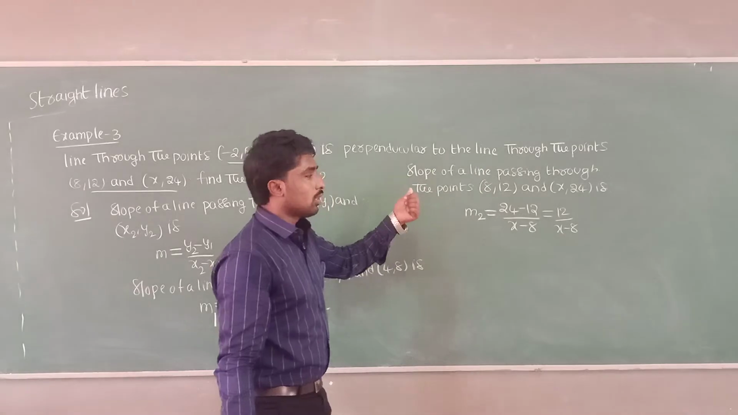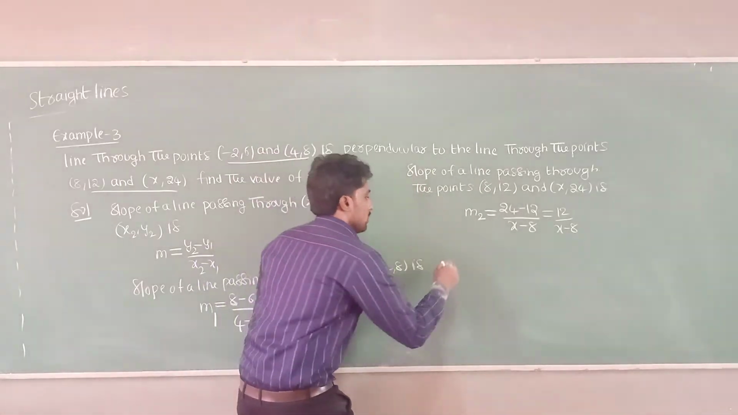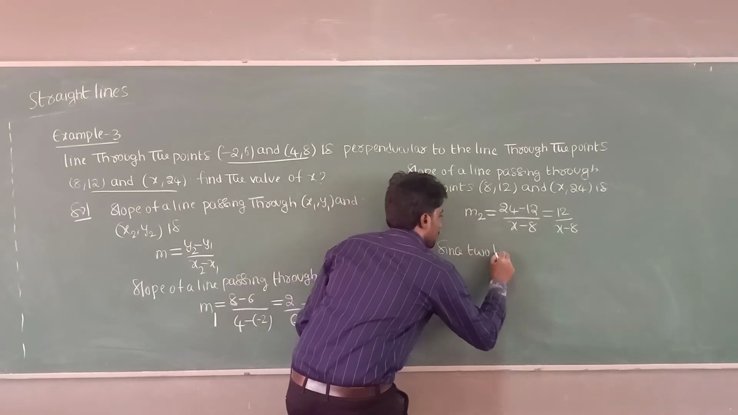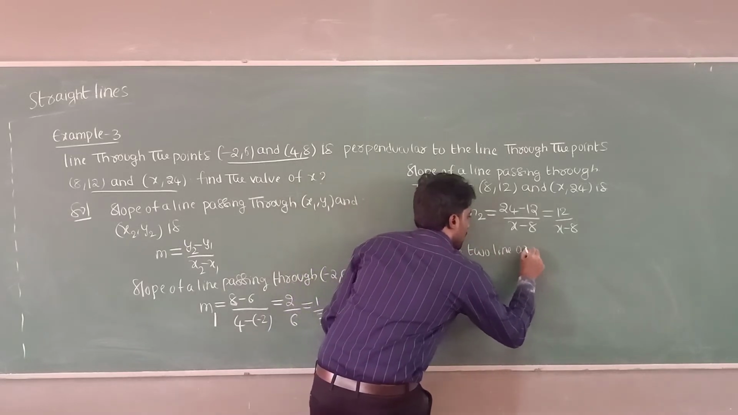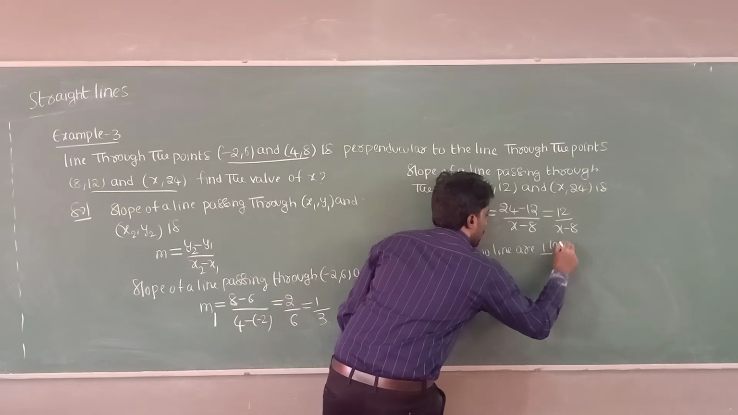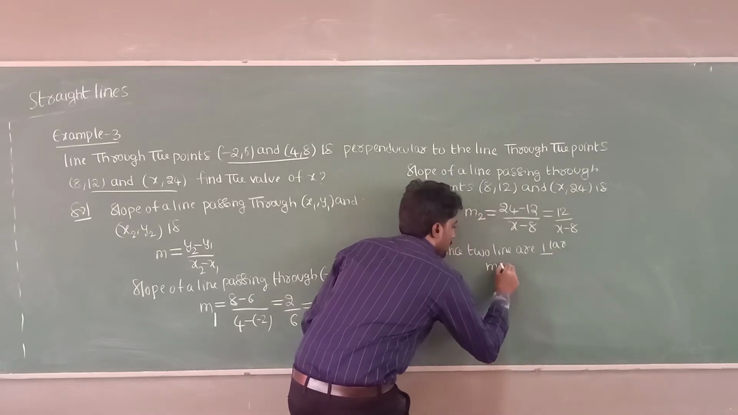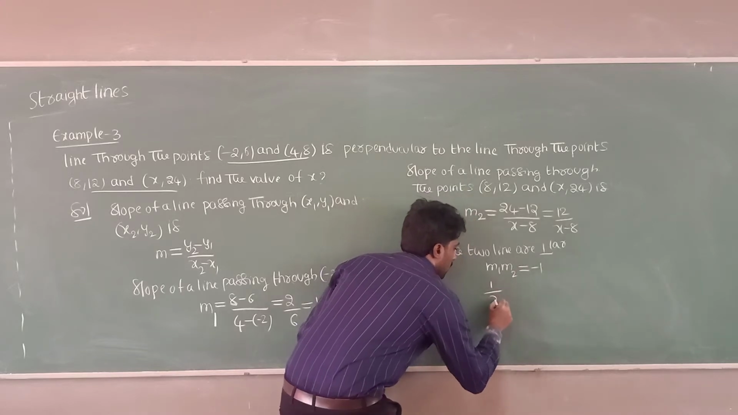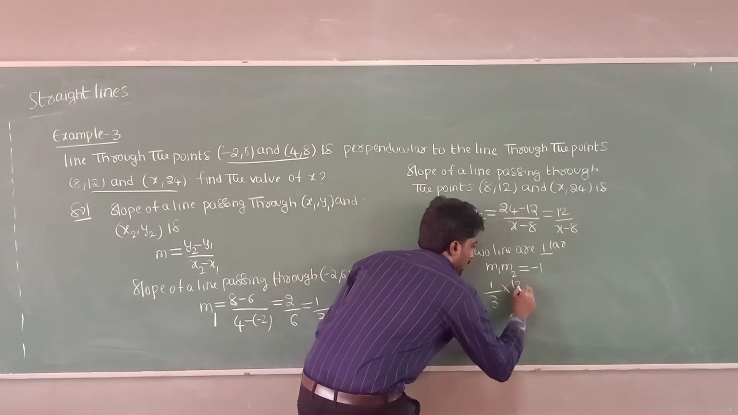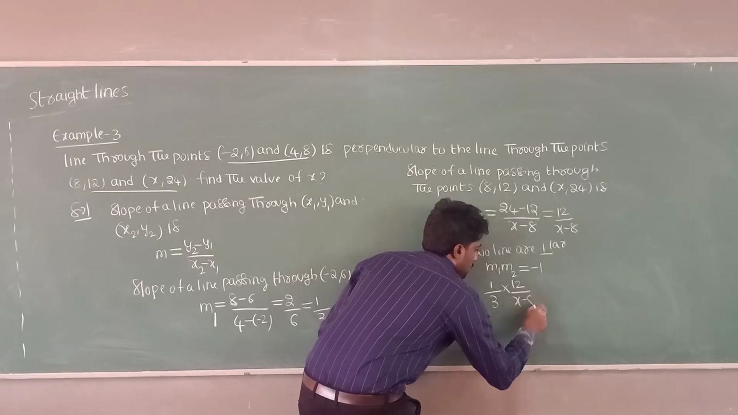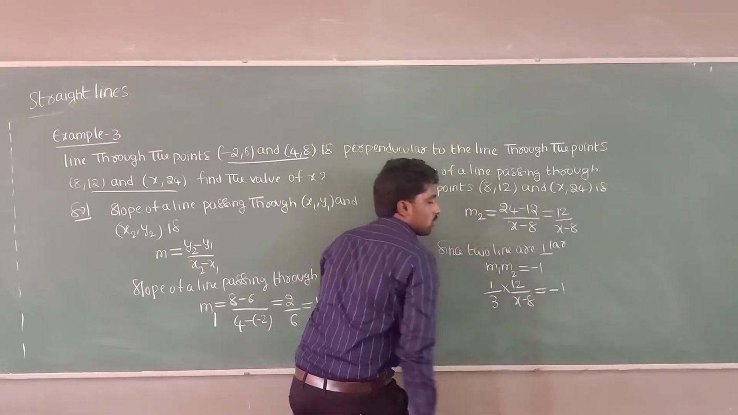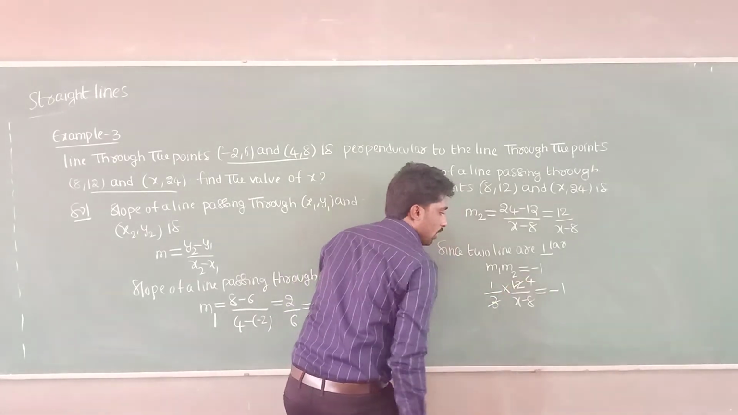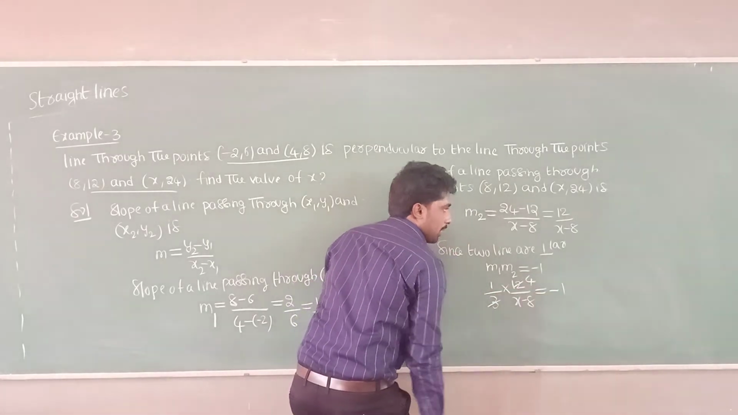Okay, so what they mentioned, since the 2 lines are perpendicular, what is the condition here? m1 m2 equal to minus 1. So what is the m1 value here? 1 by 3. What is the m2 value here? 12 by x minus 8, equal to minus 1. Okay, so this becomes 3 ones are 3, 3 fours are 12, so 4 by x minus 8 equal to minus 1.